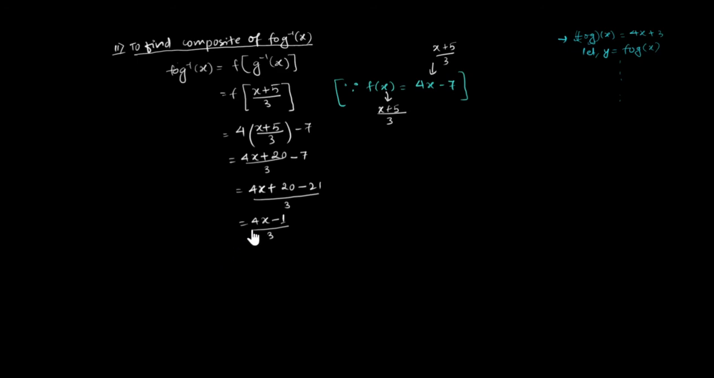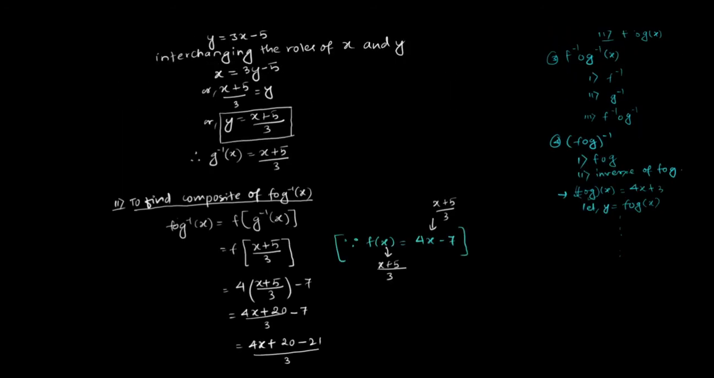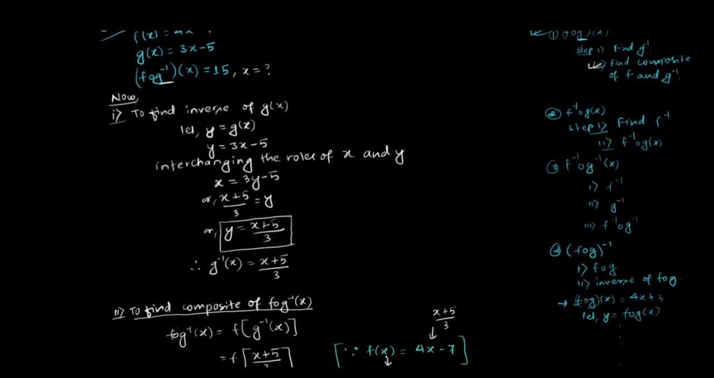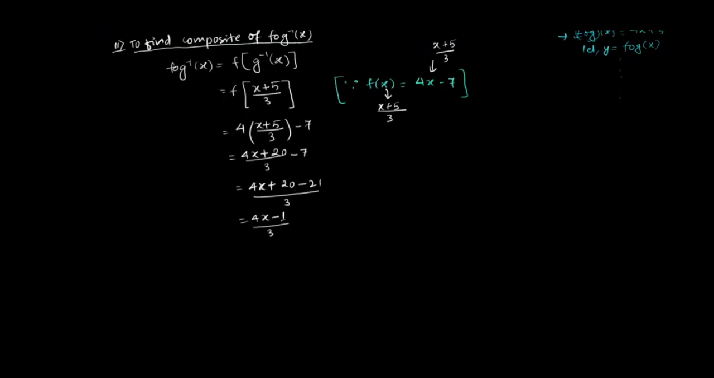Okay. Now we got the value of f composite g inverse x. So let's equate the value. What is given here? f composite g inverse of x equals 15. We have got the value of f composite g inverse x. So let's equate this, and you will get the required value of x.